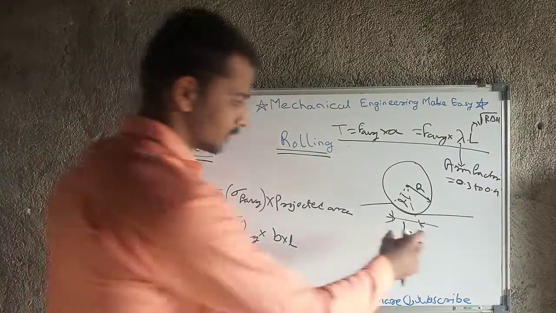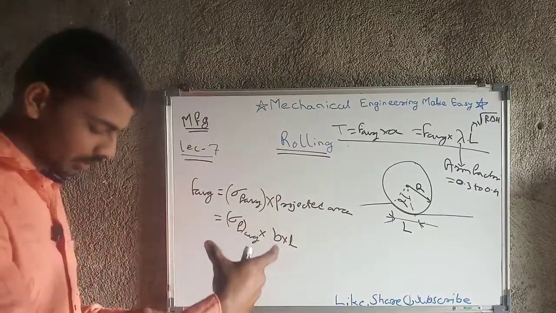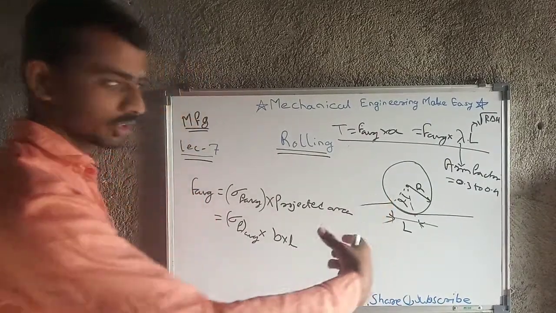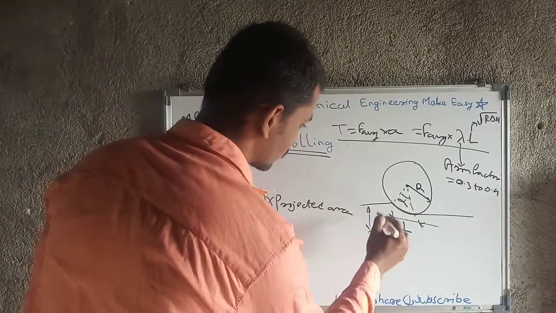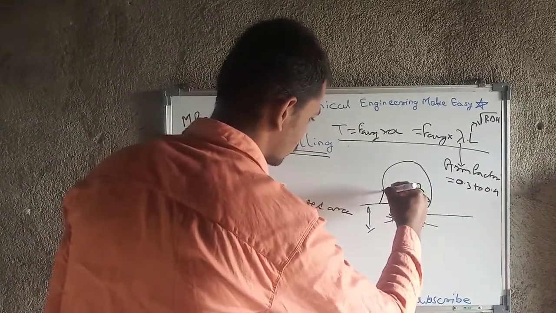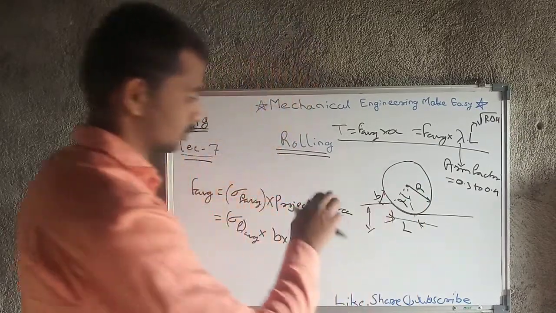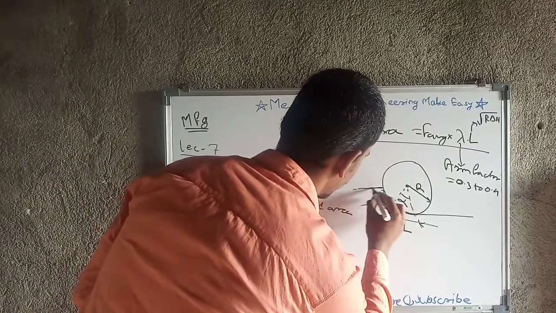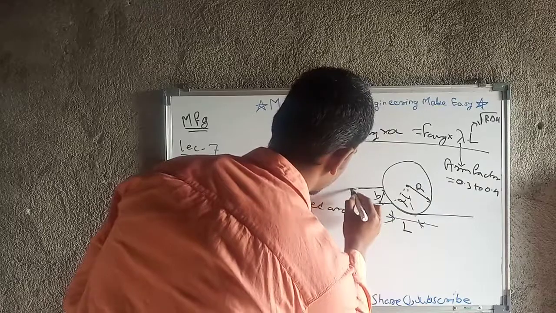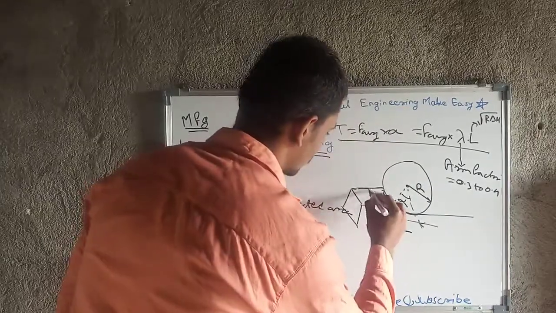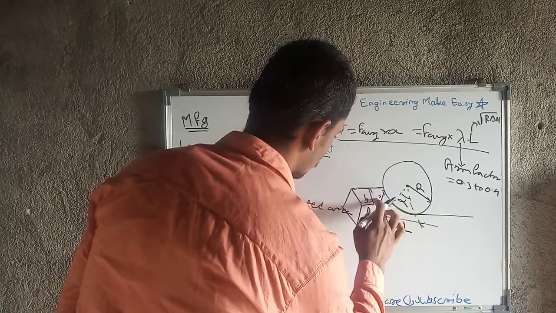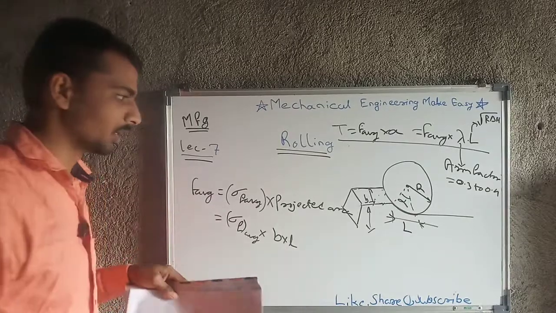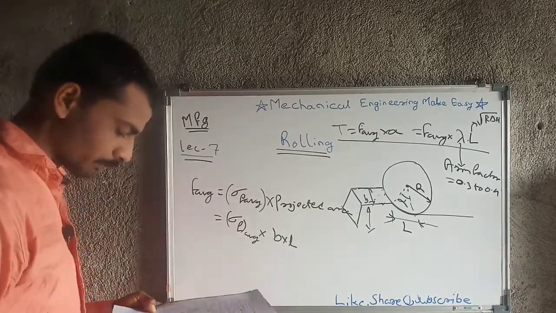Okay, B into L, where L is the length and B is nothing but the width. B is nothing but the width of that strip. Here the thickness is there, and the parameter which is perpendicular to this is nothing but the B. If this plate is likewise, then this is the B. B is the width of that plate, how wide that plate is. That is nothing but the B.